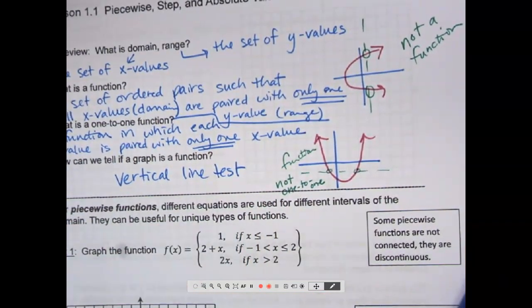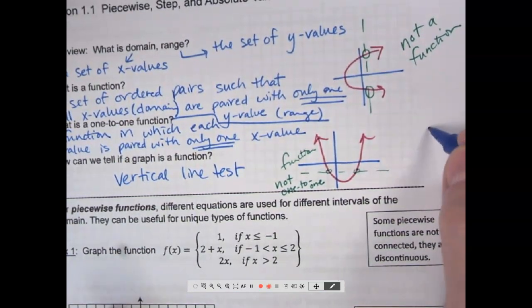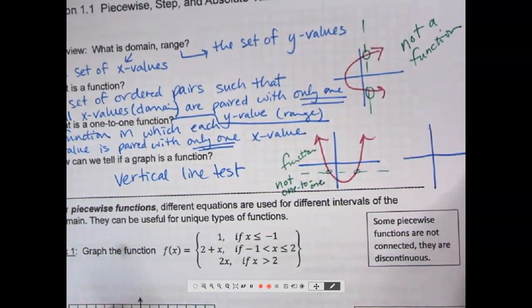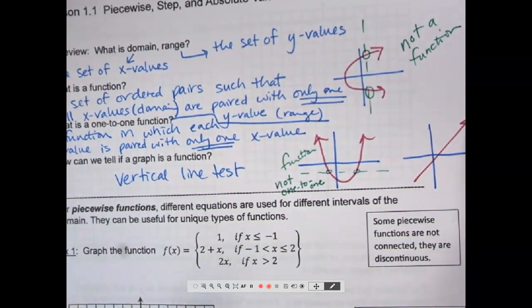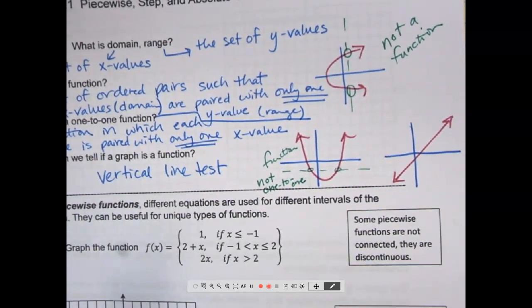What would be an example of a graph, just something different here, that would be a function and one-to-one? So the vertical line test and the horizontal line test would pass. Can you think of anything? A line. Yeah, a line that's not vertical. So any kind of line here, let's just do something like that. Okay, so that passes the vertical and the horizontal line test.